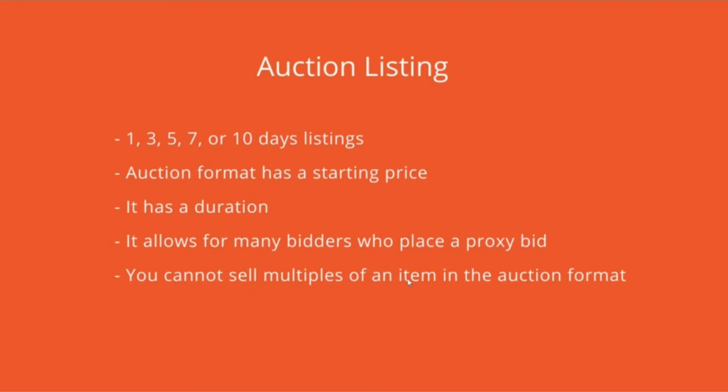You cannot sell multiples of an item in the auction format, because we don't know what the price is going to end up at. Unsold auctions may be automatically relisted for most categories. If your item doesn't sell after 8 relists, it will appear in your unsold items. You can watch our video on how to auto-bid and increase your chance of winning. I will put the link in the description.